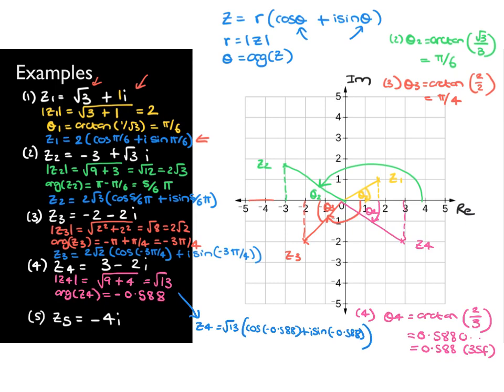We've got Z5, which is negative 4i, so that's down over here, Z5. So the modulus of Z5 is obviously equal to 4, and the argument of Z5 is negative pi by 2. So in modulus argument form, Z5 is equal to 4, bracket, cos negative pi by 2 plus i sine negative pi by 2.